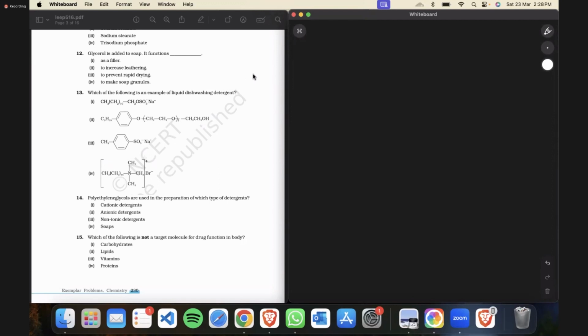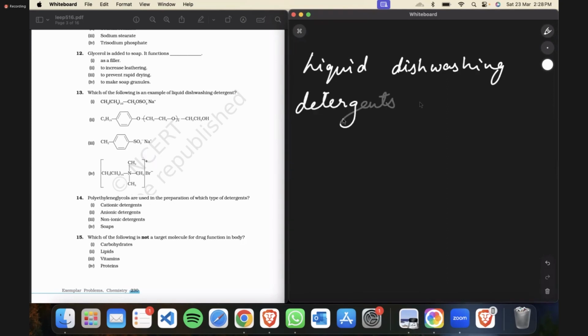All right. So write it over here. It's important, mark it important. Liquid dishwashing detergents are non-ionic. So only this one is non-ionic. So this must be your answer.